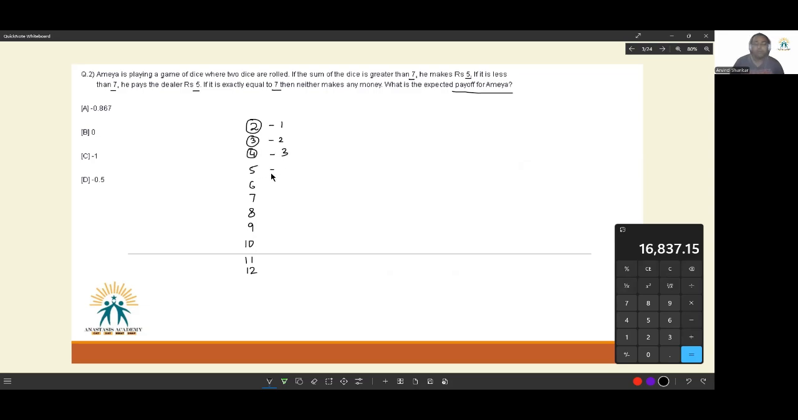For 5, you have 1, 4, 2, 3, 3, 2 and 4, 1. So you have 4 cases for them. For 6, you will have 1, 5, 2, 4, 3, 3, 4, 2 and 5, 1. So 5 cases. Now before we do it for 7, look at the other extreme. In how many ways can you get 12 when you roll 2 dice? Just one case, 6, 6.